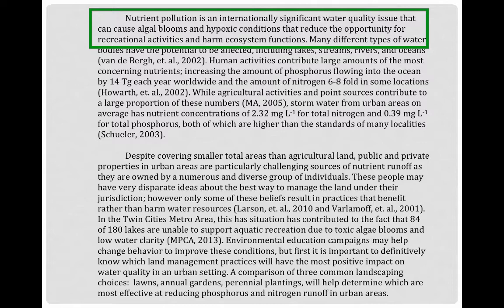The first thing is that the first sentence is a clear statement of the issue. It's specific, it's not overly dramatic, but it gets our attention. So nutrient pollution is an internationally significant water quality issue that causes algal blooms and hypoxic conditions that reduce the opportunity for recreational activities and harm ecosystem functions. It's a little bit on the wordy side. I might edit this a little bit if it were mine, but it's a clear, detailed statement of the issue.